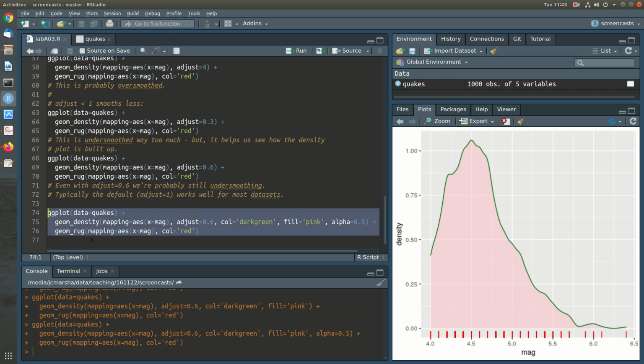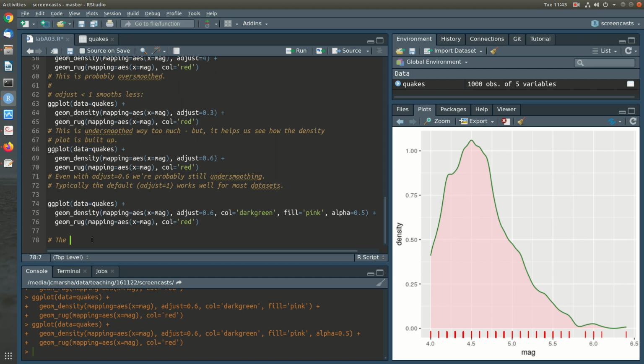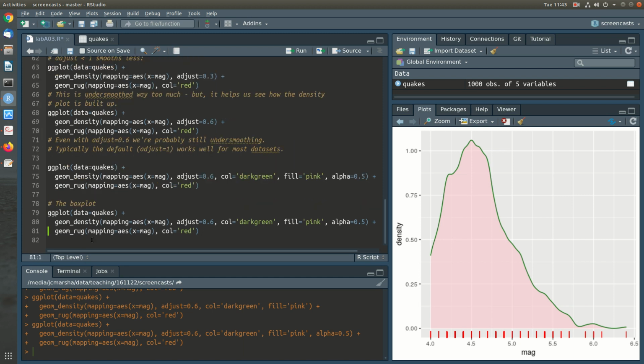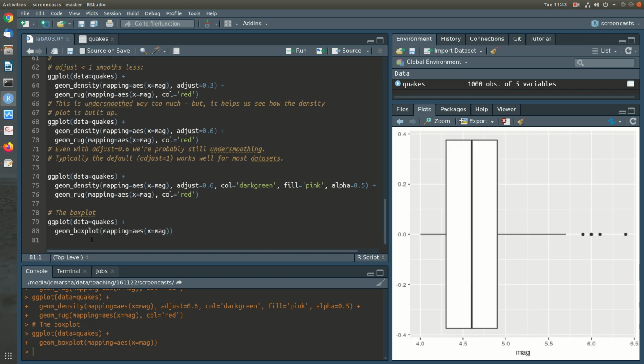And so the last one that we can use is the box plot. Right, so the box plot, let's get rid of the rug. So the box plot plots the minimum, lower quartile, median, upper quartile, and maximum.